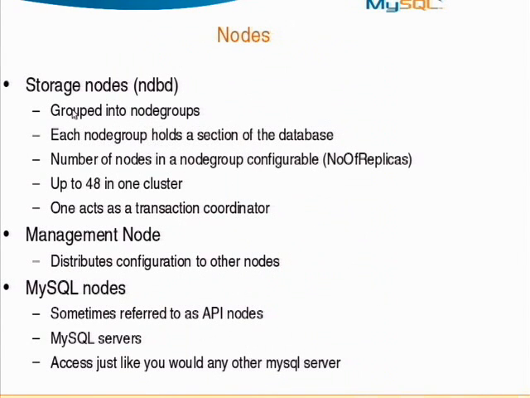So the type of nodes we have inside the cluster is we have a storage node, which is grouped into node groups, and each node group holds a section of the database. So internally, you can partition things out as well. So you can have, sort of, half your database in one node group, half of it in another. And the number of nodes in a node group is how many replicas you have. So your cluster is available as long as you have one node in each node group, as in a complete copy of the database. We have, as I said before, a configurable number of nodes in the node group, as in how many replicas you have.